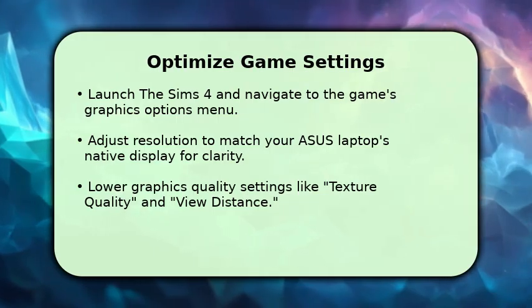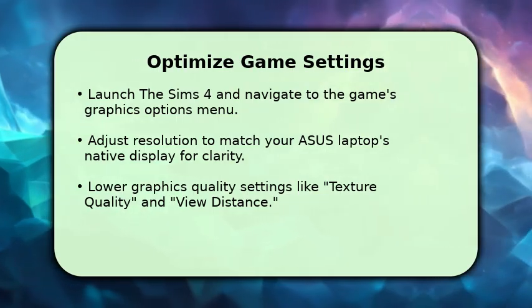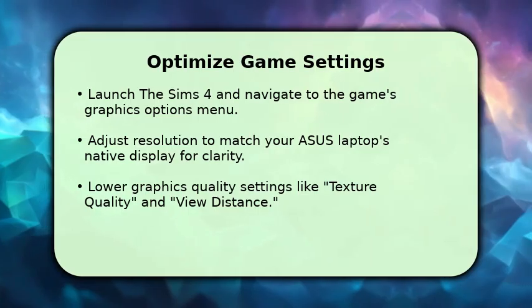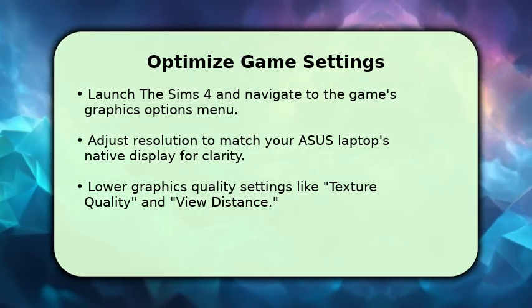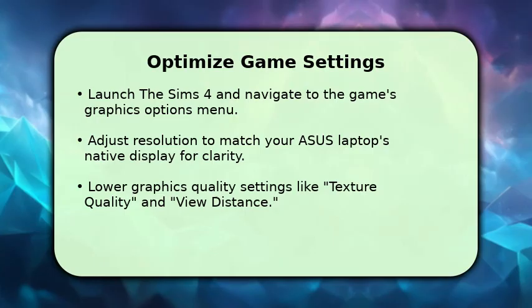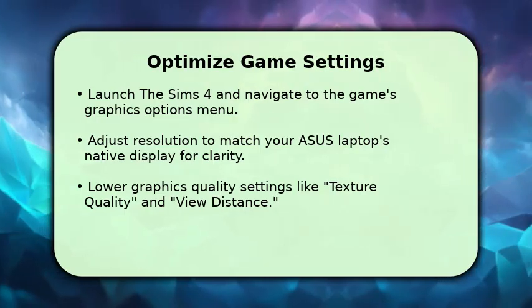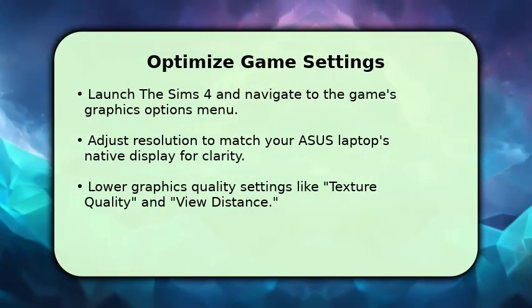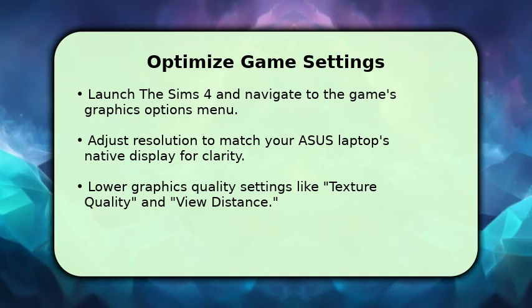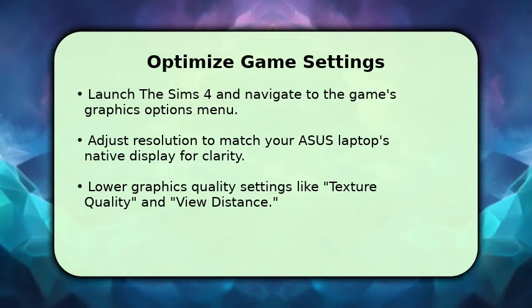Then consider lowering settings like texture quality, view distance, and lighting to medium or low. Disabling edge smoothing can also significantly improve frame rates, especially on integrated graphics. Experiment to find the perfect balance for smooth gameplay.